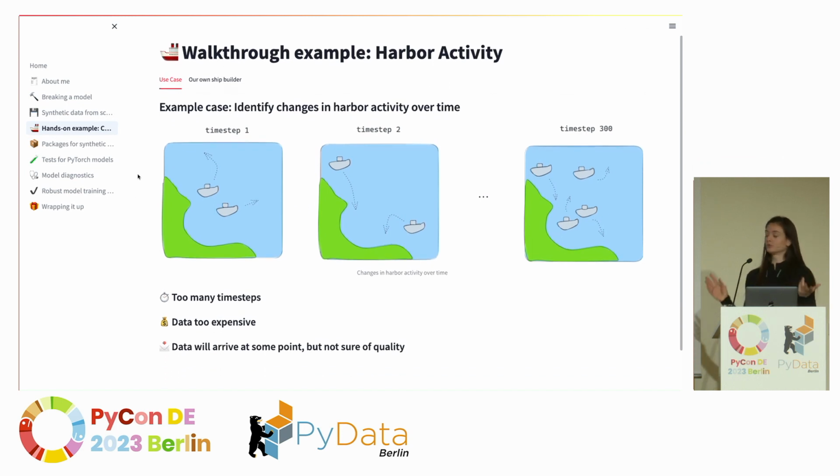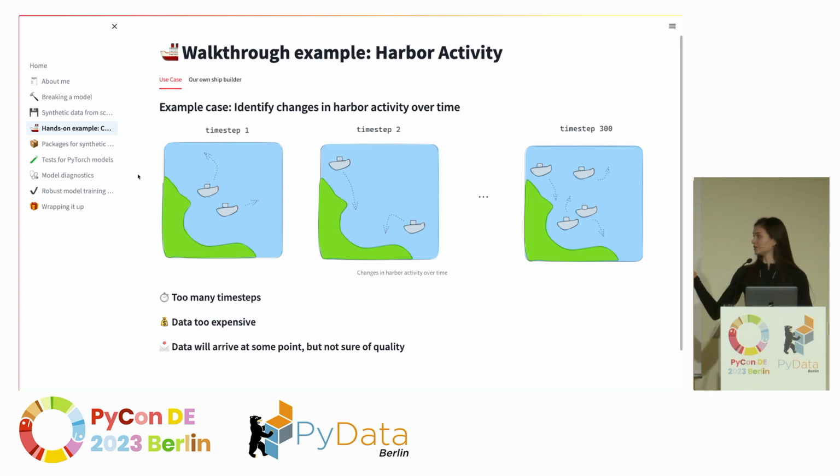So let's assume we are working for a computer vision company, and we want to identify changes in harbor activity. And we all know managers are very, very eager, so they have set up a big project, very ambitious. We want to monitor harbor activity over a very long time period, let's say 300 time steps, based on satellite data. So you can already imagine it will be quite hard to find a data set like this on some repository that is perfectly labeled and also cheap.